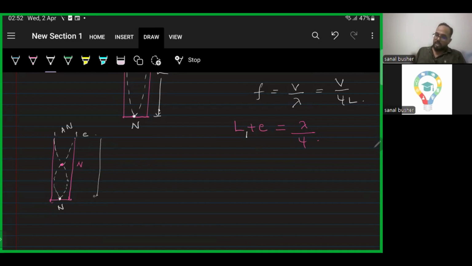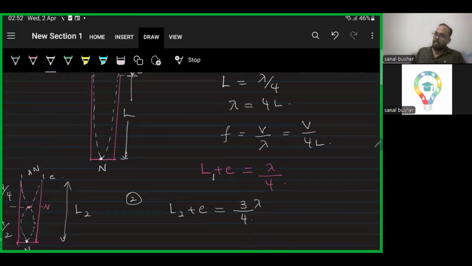You take this as L2. So now what is the second case? L2 plus E is balanced with the distance in terms of lambda. This is lambda by 2 and this is lambda by 4, so it will become 3 lambda by 4. Correct? So you know that the frequency equation is F is equal to V by lambda.